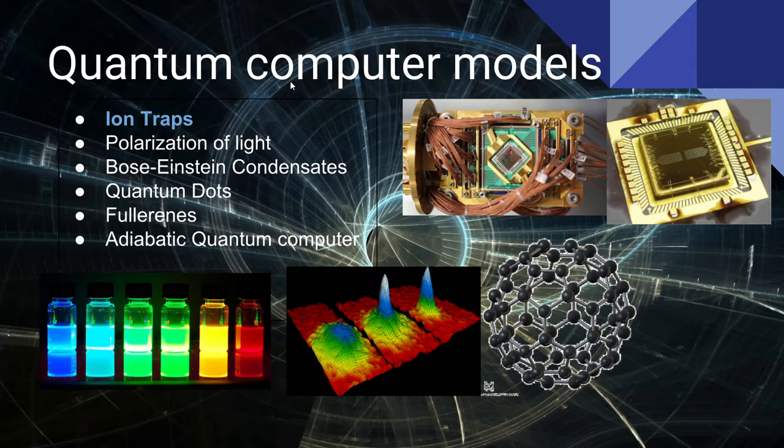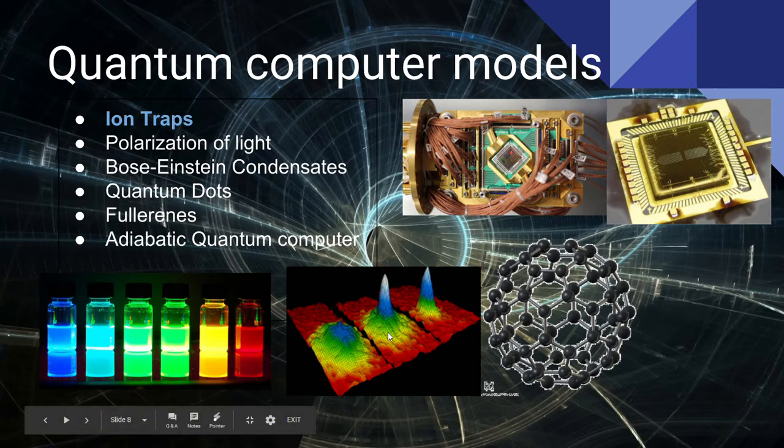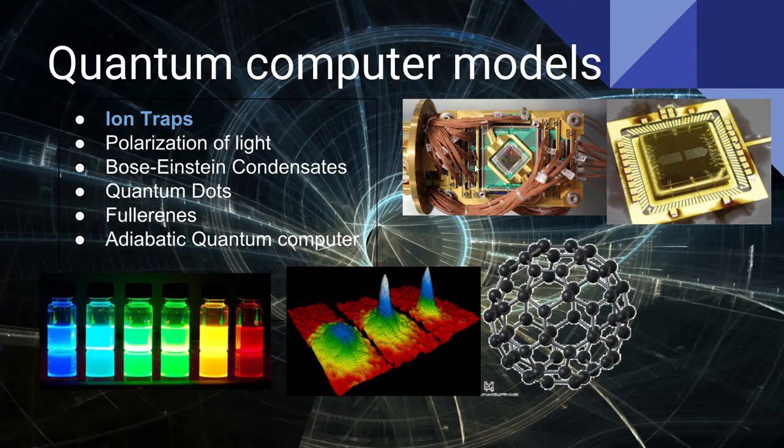There are many different quantum computer models. There's the ion trap, which is the one we're going to talk about. There's polarization of light, Bose-Einstein condensates, which are right here, quantum dots here, fullerenes, there's a fullerene right there, and the adiabatic quantum computer, which is the one that D-Wave currently makes. But we're going to talk about ion traps. Here's a representation of an ion trap.